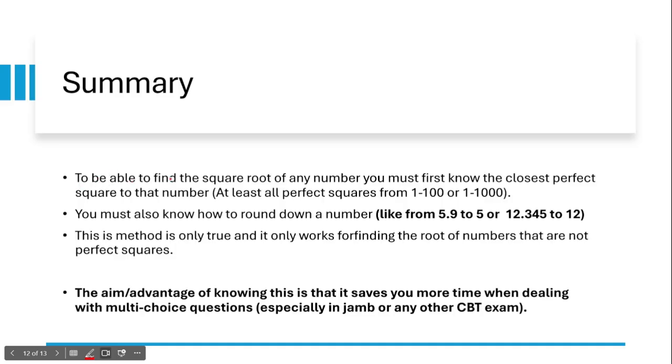To be able to find the square root of any number, you must first know the closest perfect square to that number, at least, and you must also know at least all perfect squares from 1 to 100 or 1 to 1000. I'll advise you to know the perfect squares of 1 to 1000. It will help you a lot because we also have perfect squares like 625, and other perfect squares like 169, that should be the square of 13.